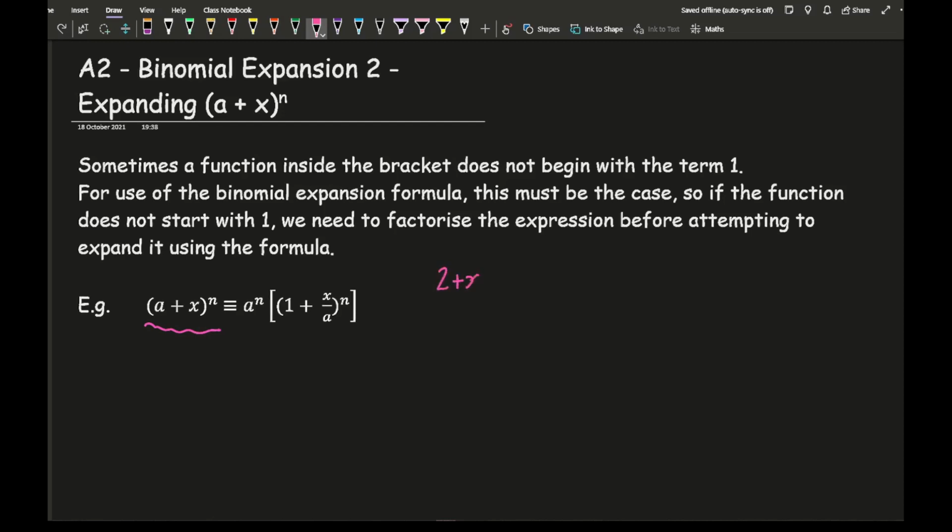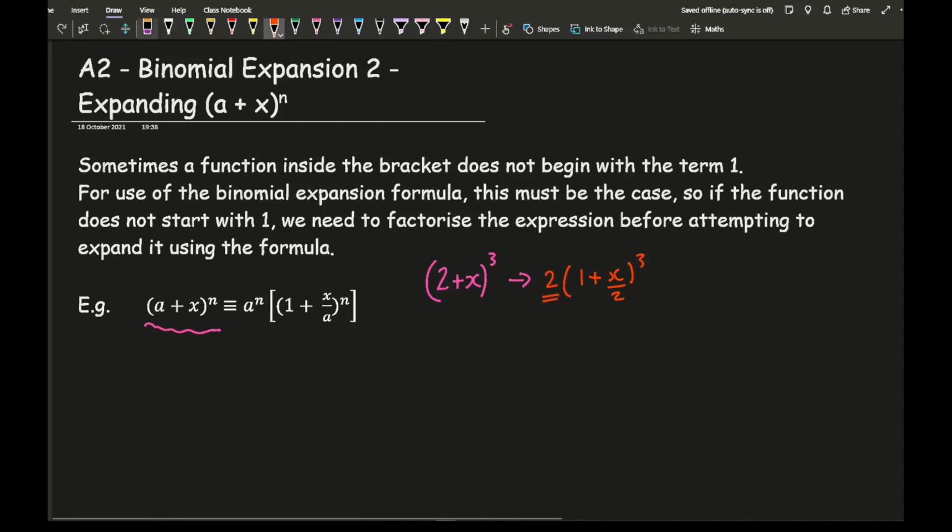So if I had 2 plus x to the power of 3, let's say. Now the power is insignificant to this. So what we need to do is factorize this with respect to 2. Now unfortunately we can't just simply take the 2 out and have it so it looks like that, because if you think about indices, the x has been taken out, so we need to do something with that in terms of dividing it by 2. But also, using BIDMAS, we do the power first before we do the multiplication.